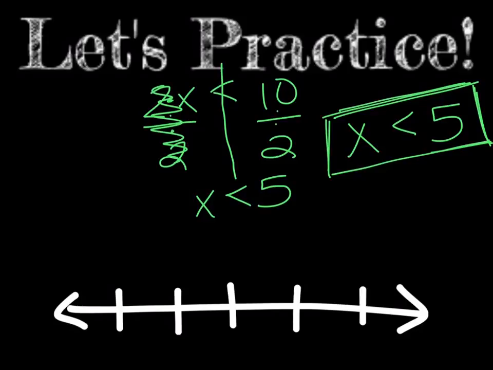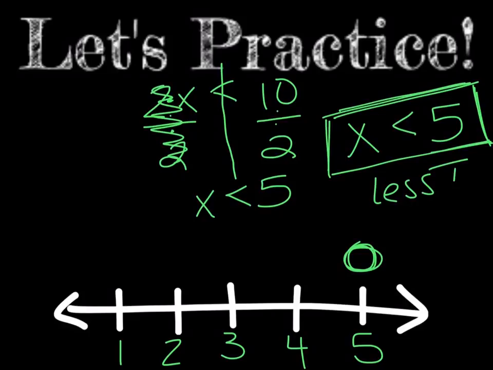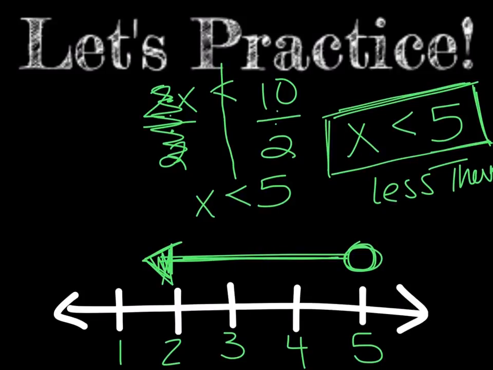Remember, I have to have my 5 on here somewhere, so I'm just going to fill him in. 1, 2, 3, 4, 5. I'm going to draw my circle over the 5. Now, am I coloring him in? No, because there is no equals bar. If there's no equal bar under it, you leave him open. And we know that less than is always to the left. So I'm going to draw me an arrow going off to the left, and I am all done.